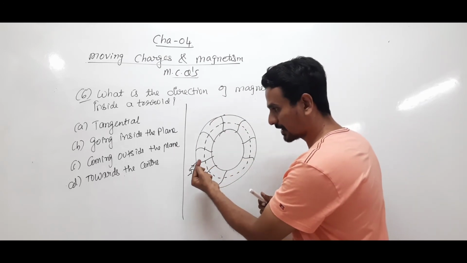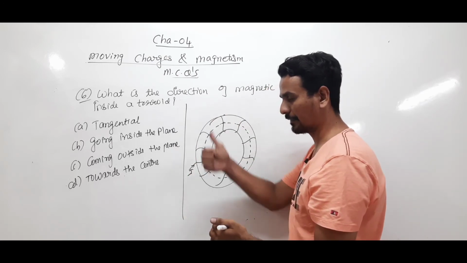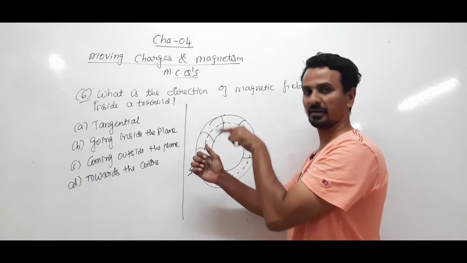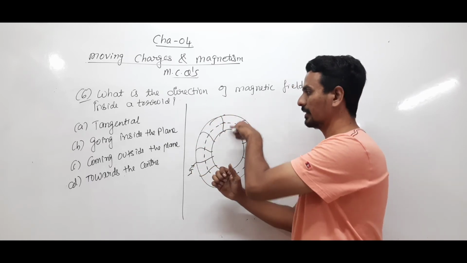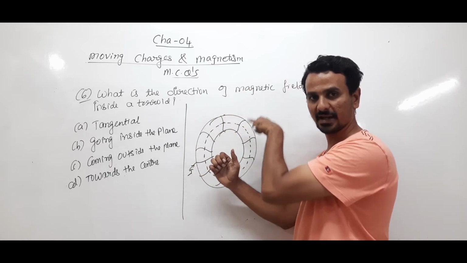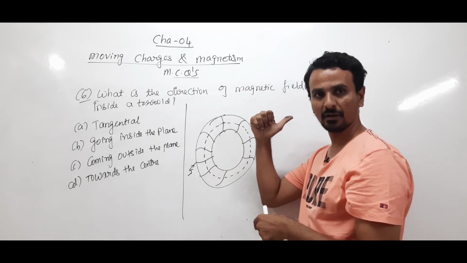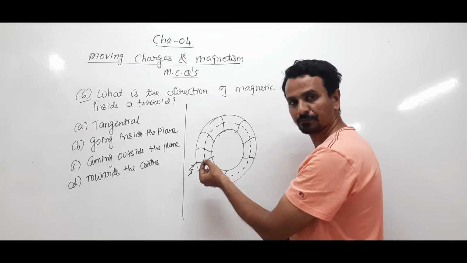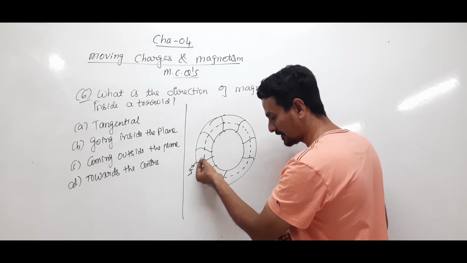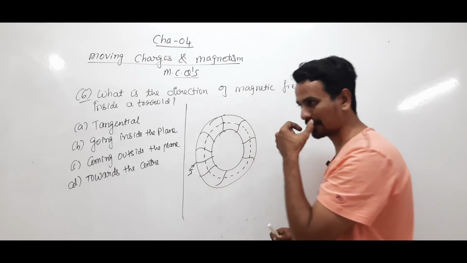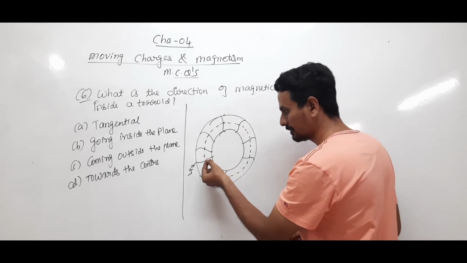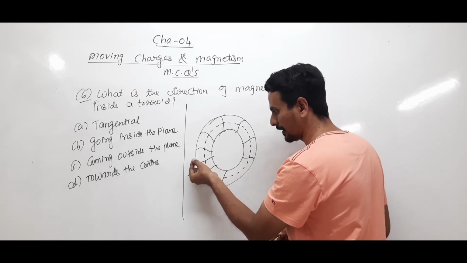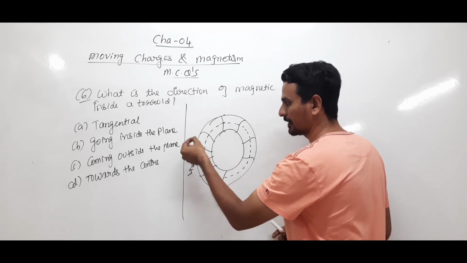So if this is how the current is going this way, magnetic field will be here. This is the turn, magnetic field will be here. Here the current is in this direction, so magnetic field will be this way. Once again, current will be flowing into the turns which are wound round the toroid this way. Current will be flowing this way.